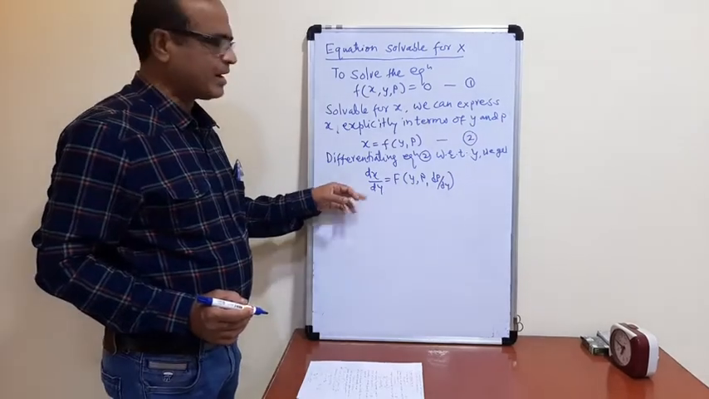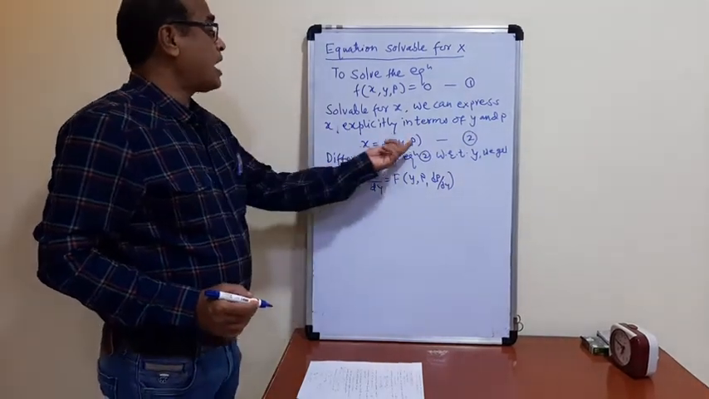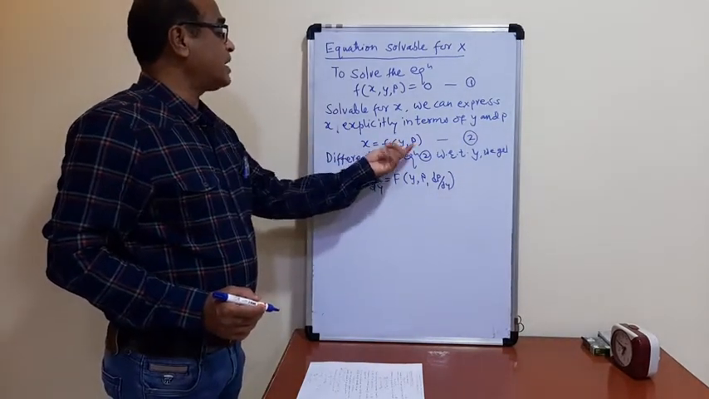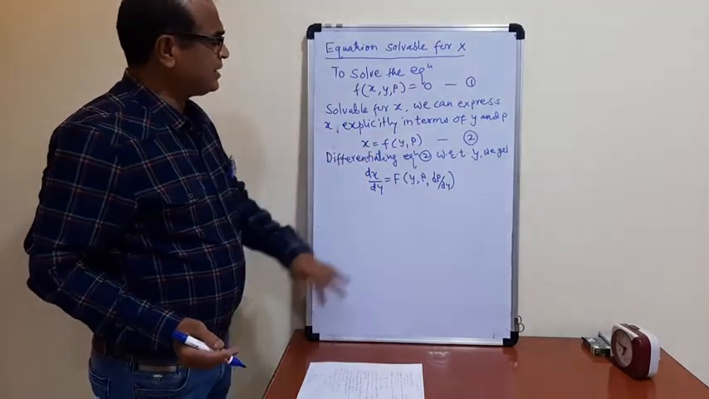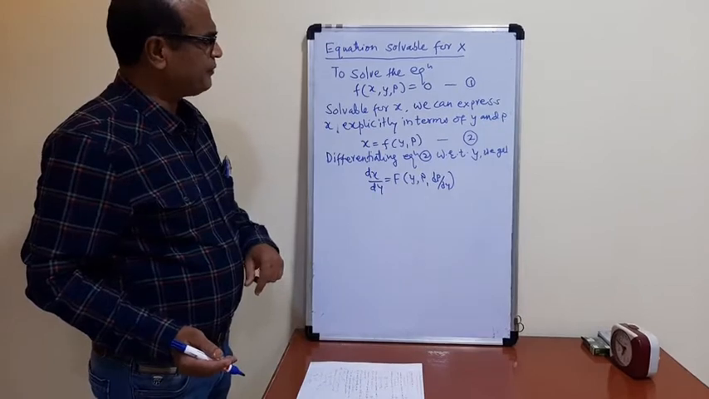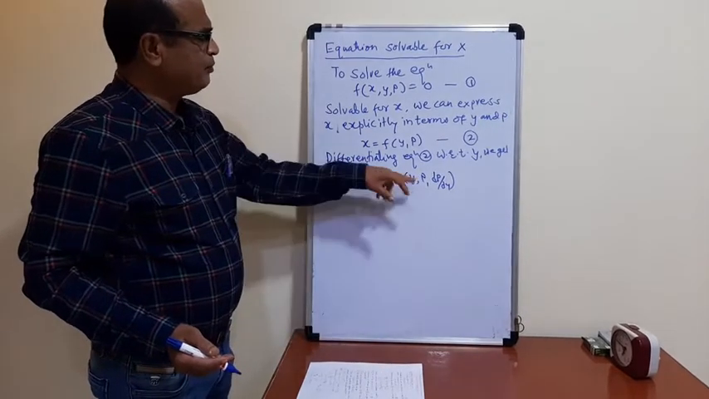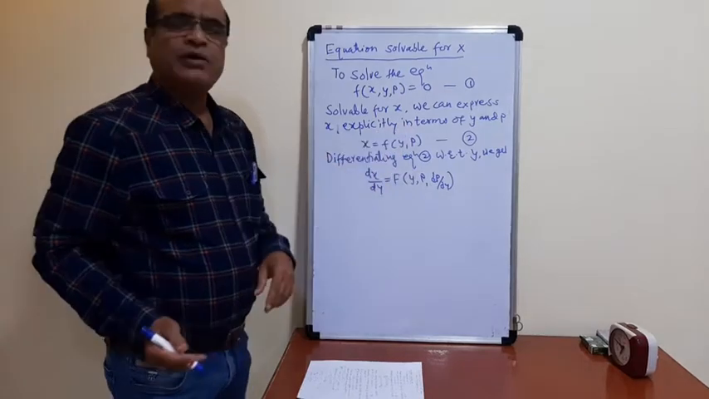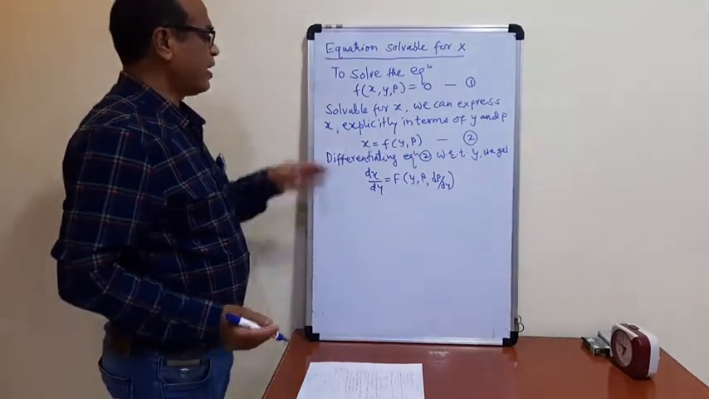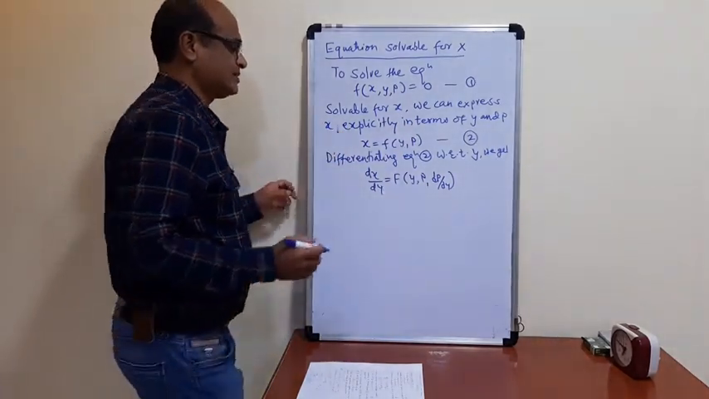Okay. So after differentiation, this becomes this. So this is dx by dy, and derivative of this f of y, p. So this is a function. So derivative of this is the function of y, p, and dp by dy. So what is the dp by dy? Derivative of p with respect to y. So after differentiating this, we get this.